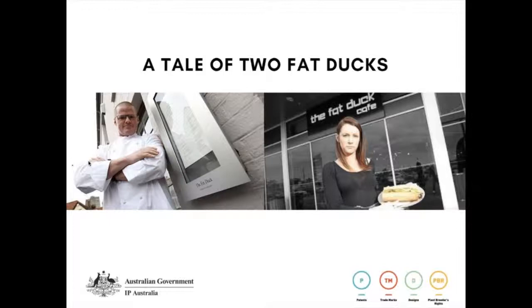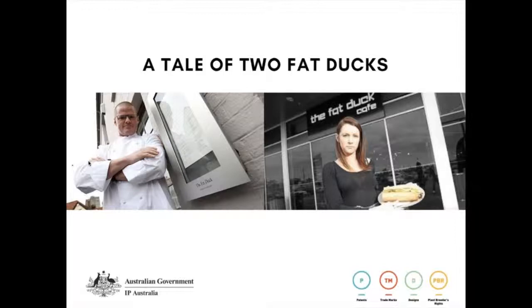Heston, off the back of his MasterChef fame, brought the Fat Duck from the UK to the Australian market and opened it at the Crown Casino in Melbourne. Now, because obviously Heston has quite substantial financial resources behind him, he obviously sought the IP lawyers to go out and make sure that he can operate in the Australian market and to get all of his registrations and business compliance underway.